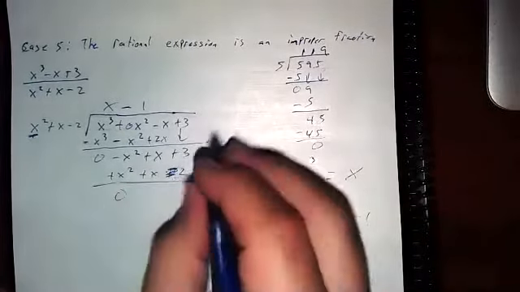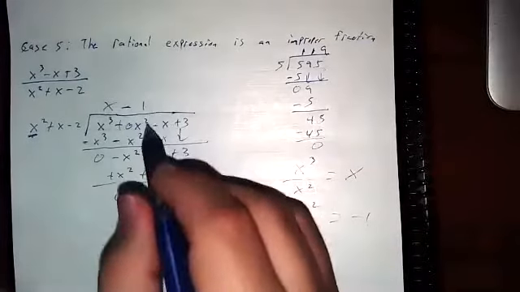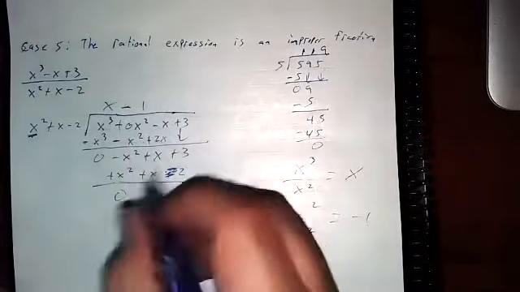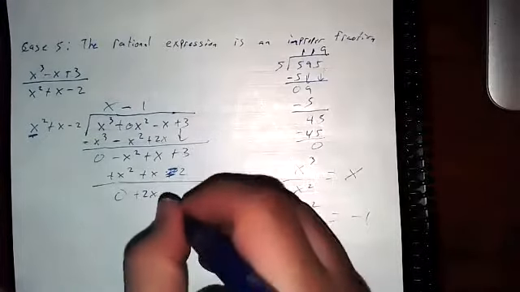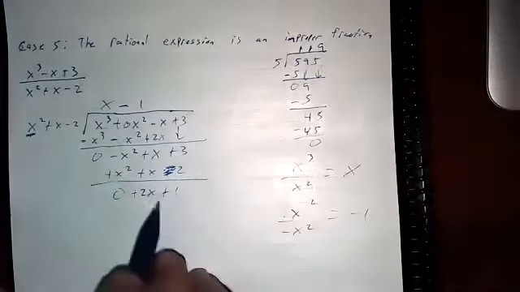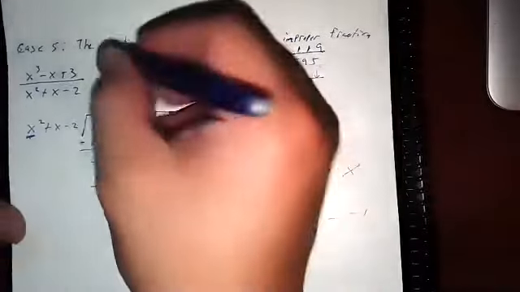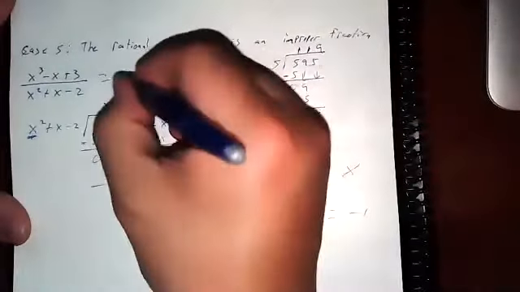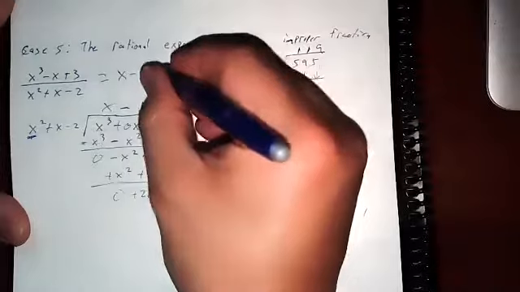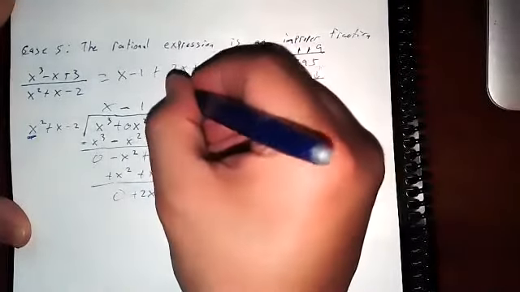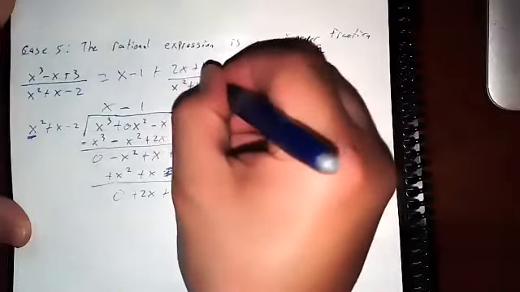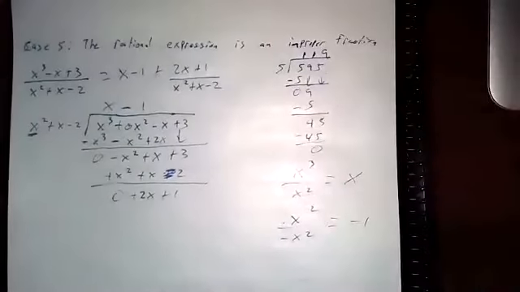So 0, minus x plus, that'll be 2x. 3 minus 2 is 1. So this is my remainder. So this fraction becomes x minus 1 plus (2x plus 1) over the divisor. That's how we write fractions.